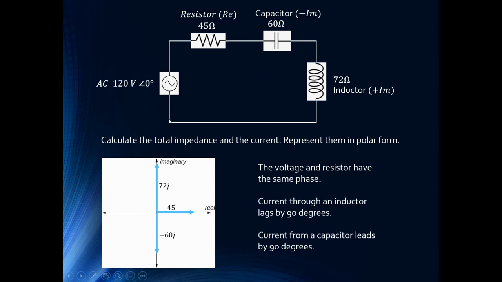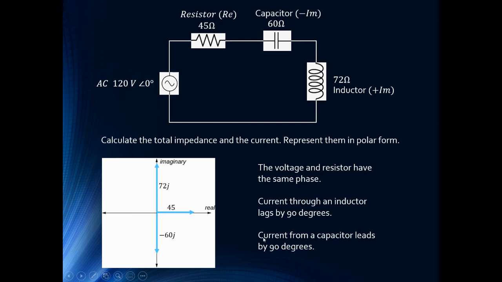So take a look at the circuit that I've created here. You've got 120 volts of AC current, and I've got a resistor, a capacitor, and an inductor. And I put here that this is represented as a real number, this is a negative imaginary number, and this is a positive imaginary number. So we want to calculate the total impedance and the current.